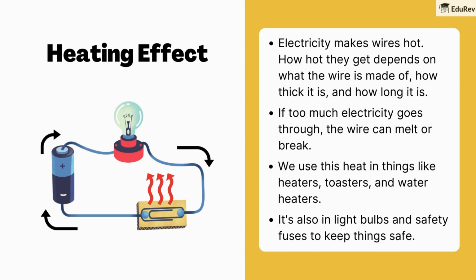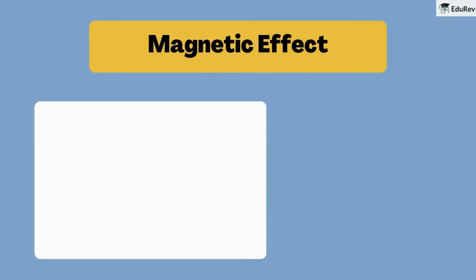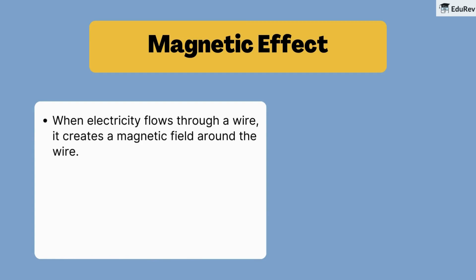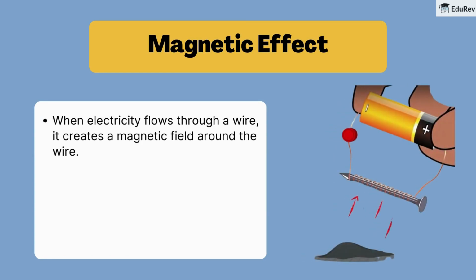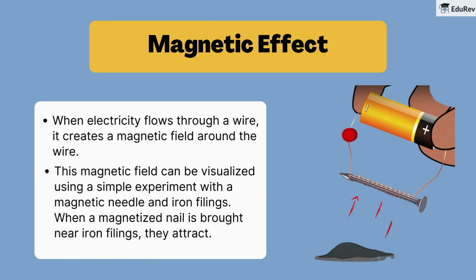Next is the magnetic effect of electric current. When electricity flows through a wire, it creates a magnetic field around the wire. This magnetic field can be visualized using a simple experiment with a magnetic needle and iron filings. When a magnetized nail is brought near iron filings, they attract.